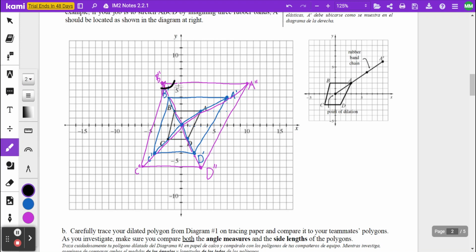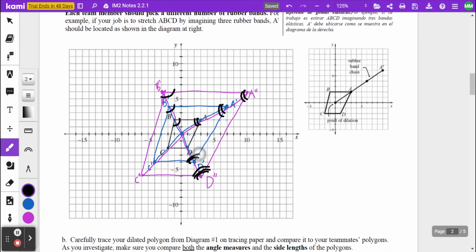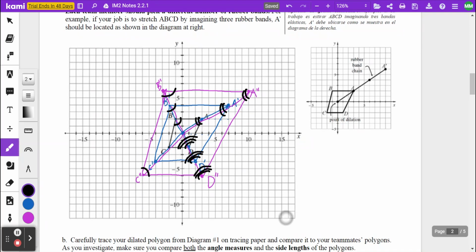So B double prime is congruent to B prime is congruent to B. A double prime is congruent to A prime is congruent to A. D double prime is congruent to D prime is congruent to D. And I'm going to fit 4 somehow. Okay. C double prime is congruent to C prime is congruent to C.